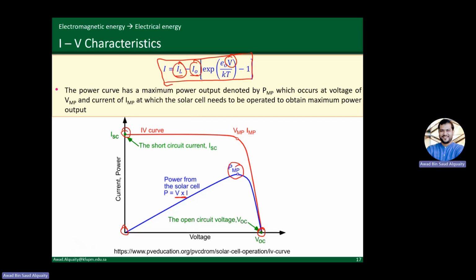At this maximum power point, the voltage that we get here is what we call VMP, and it's smaller than the open circuit voltage. The current that we get accordingly is IMP, and IMP is also going to be smaller than the short circuit current. We focus a lot on the PMP, or the maximum power, because we want to maximize the power output from a given solar cell.